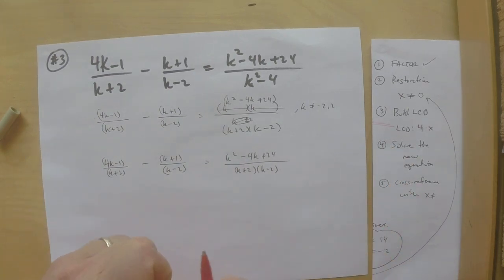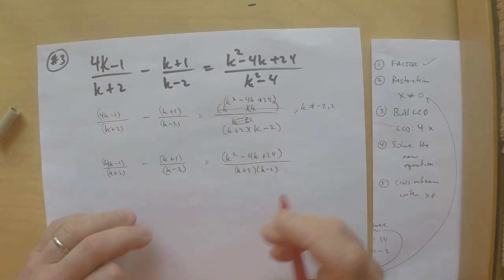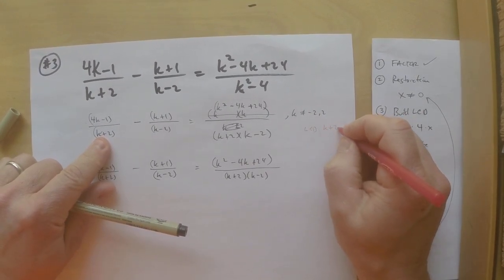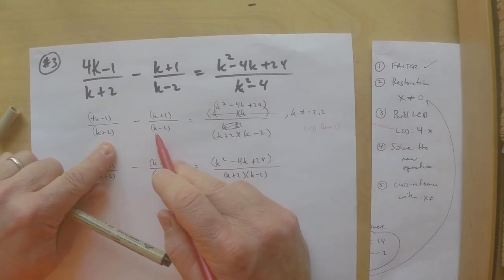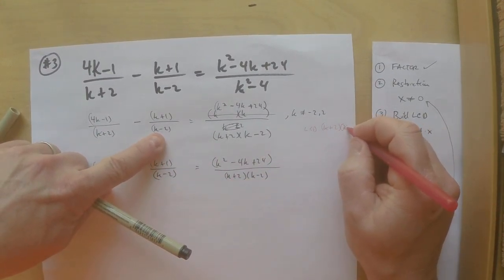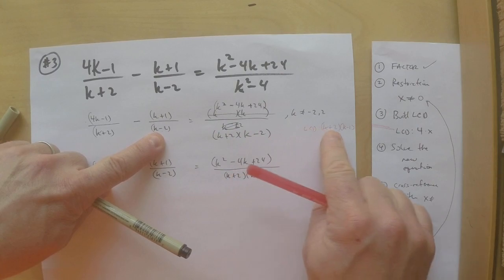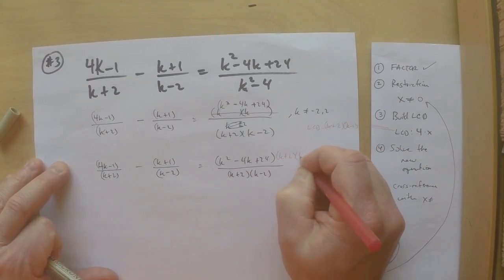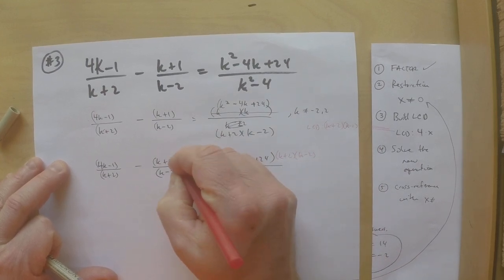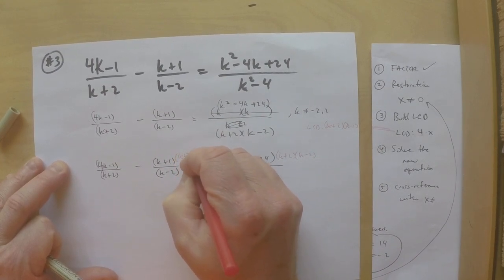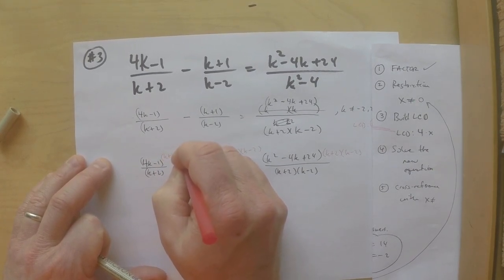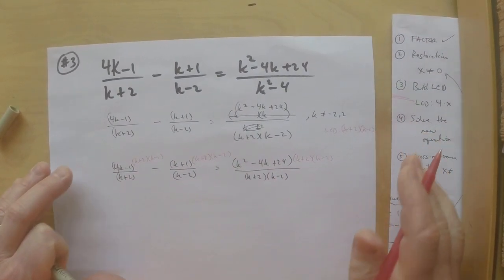Okay, building my LCD. My lowest common denominator has to have a k plus 2 and a k minus 2, and those are already covered. So this comes along. I'm going to put a k plus 2 here and a k minus 2. Multiply both sides by k plus 2, k minus 2.